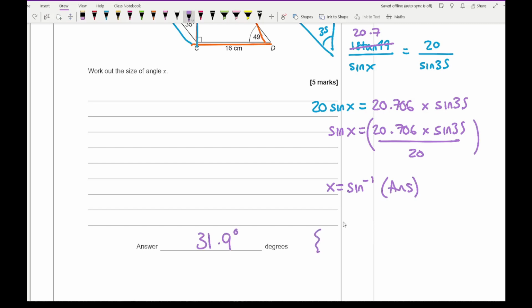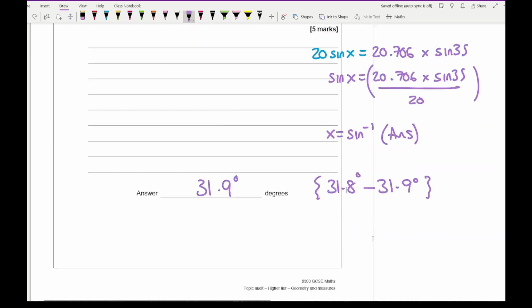Now, any acceptable answer is 31.8 to 31.9 degrees. So if your answer is slightly off from mine, as long as it's within that range, it's all good. You would get full marks for it.